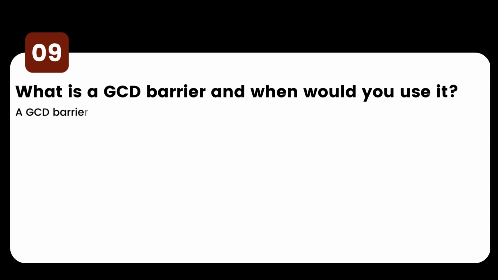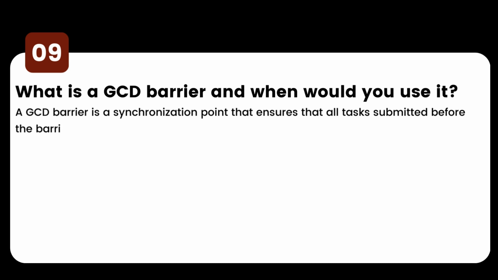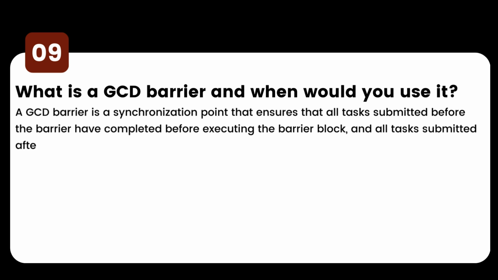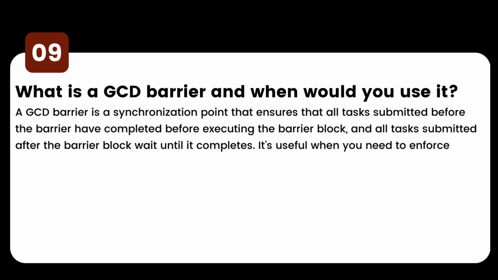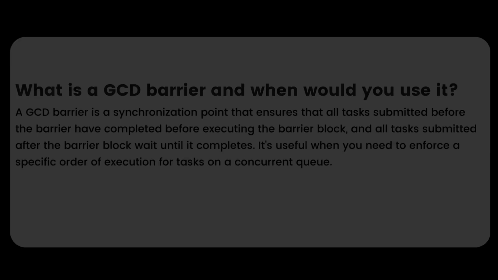What is the GCD barrier and when would you use it? A GCD barrier is a synchronization point that ensures that all tasks submitted before the barrier have completed before executing the barrier block, and all tasks submitted after the barrier block wait until it completes. It's powerful when you need to enforce a specific order of execution for tasks on concurrent queues.